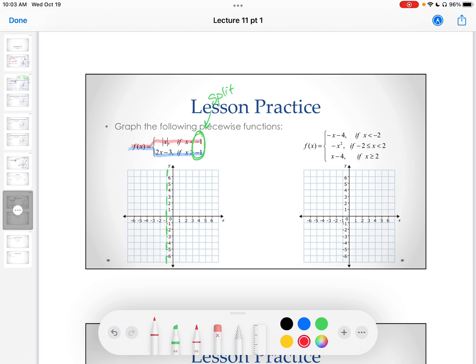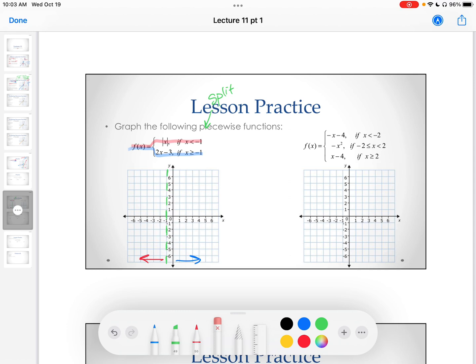Okay, my red function, my x is less than negative 1. So your red function is less than negative 1. There's your values where they are less than negative 1. Your blue function is x is greater than negative 1. These values here, your x is greater than negative 1. So blue needs to be on the right.